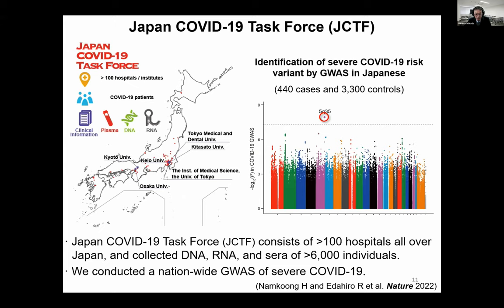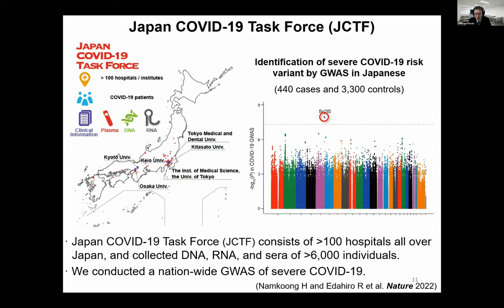So finally, we have collected samples from more than 6 individuals of affected subjects, including DNA, RNA, and sera, collected from 100 hospitals. So we are now conducting a nationwide GWAS and other types of omics analyses. Our first report is a GWAS on younger severe cases in the initial phases of the pandemic.